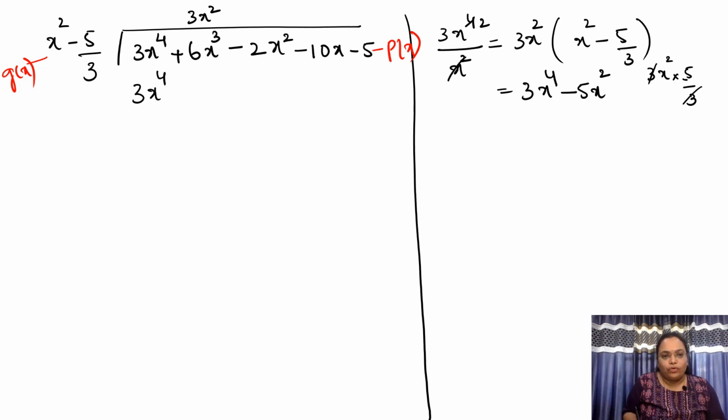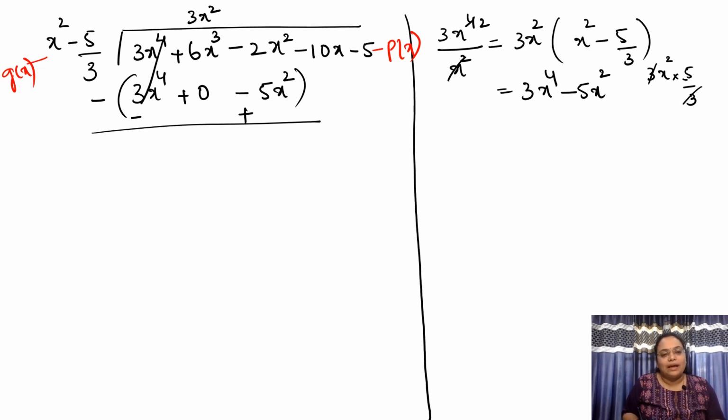3x power 4, do we have an x cube term? No. So let us take it as 0, minus 5x square. Now, subtract it. The plus sign changes to minus and the minus sign changes to plus. 3x power 4 minus 3x power 4 is 0. Then 6x cube we take as it is, because 6x cube plus 0 is 6x cube only. This is plus 3x square, and let me take the two terms down, minus 10x minus 5.